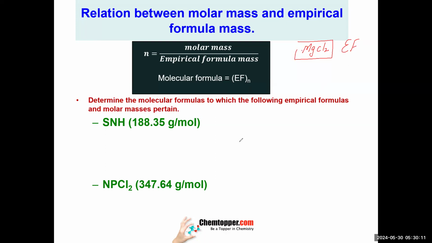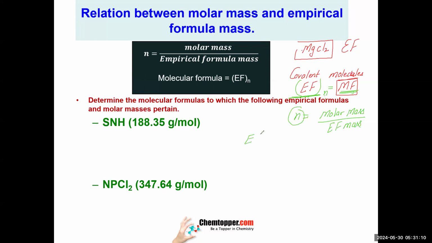Okay, good. And then we discussed that for covalent molecules, we have both the formulas: empirical formula and molecular formula. To know the molecular formula, we have to multiply the empirical formula by a factor n. And this n factor is the molar mass of the molecular formula divided by the empirical formula mass. So you get the n factor, multiply your empirical formula by that n factor to get the molecular formula.